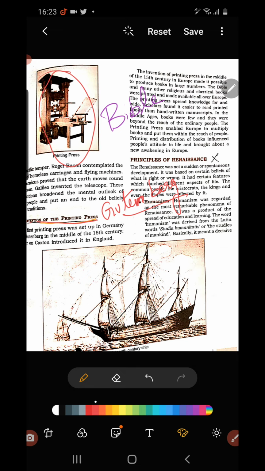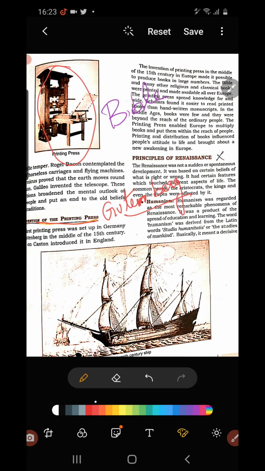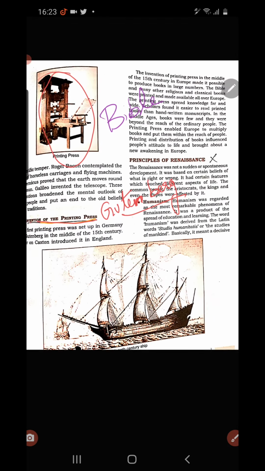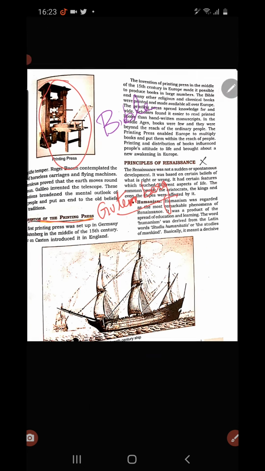So the invention of printing was one of the remarkable changes brought about in Europe and led to the Renaissance. That became one of the important causes of the Renaissance. So let us read this.